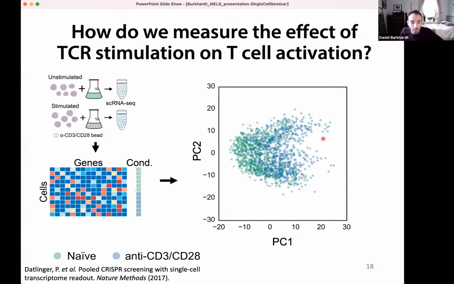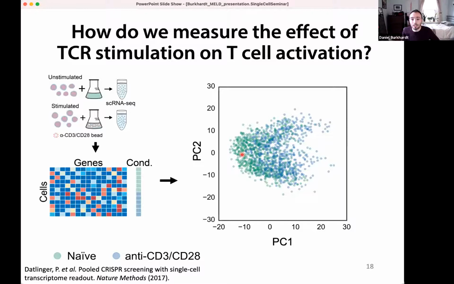So again, each point is a cell here. What we see is right there, right above my cursor, there is a green cell from the naive condition that's surrounded by a bunch of cells from the treatment condition. Similarly, if we look on the left, we see that there are a large number of blue cells here from the stimulated condition that, at least along the axes of maximum variance in the data, are very transcriptionally similar to cells that receive no perturbation at all.